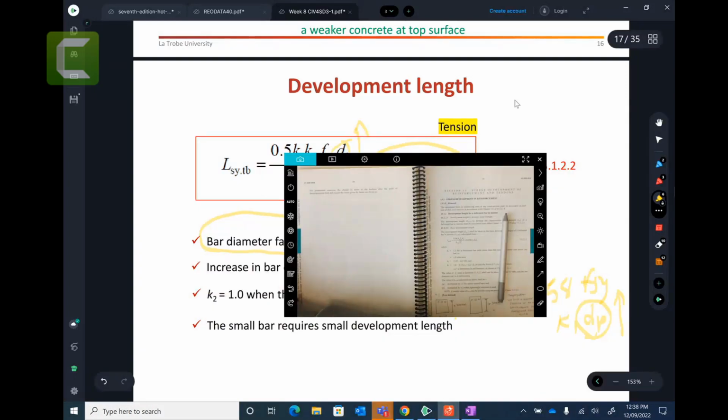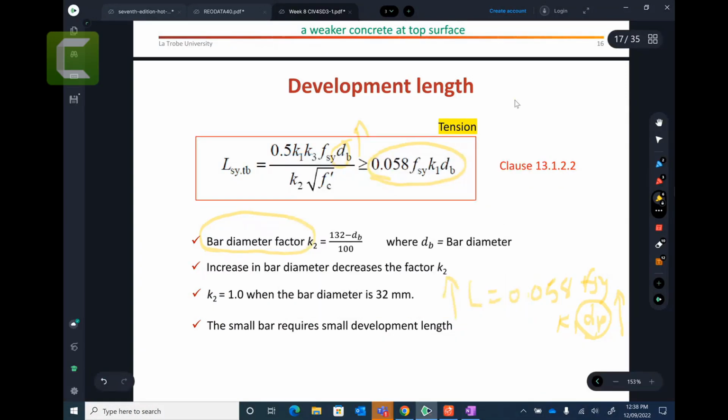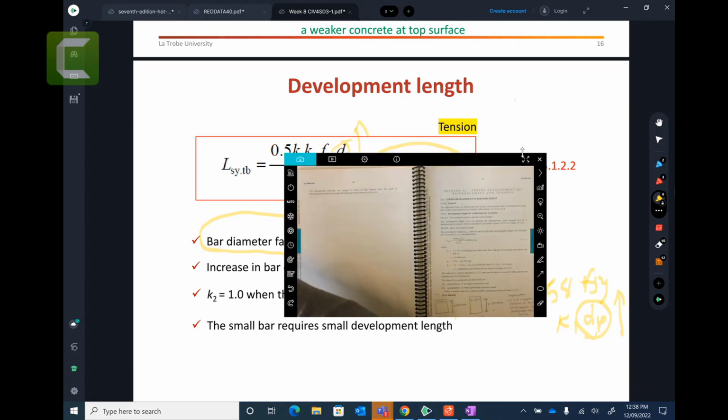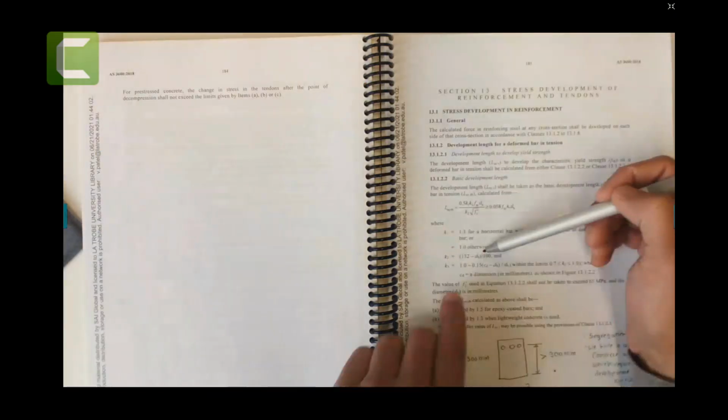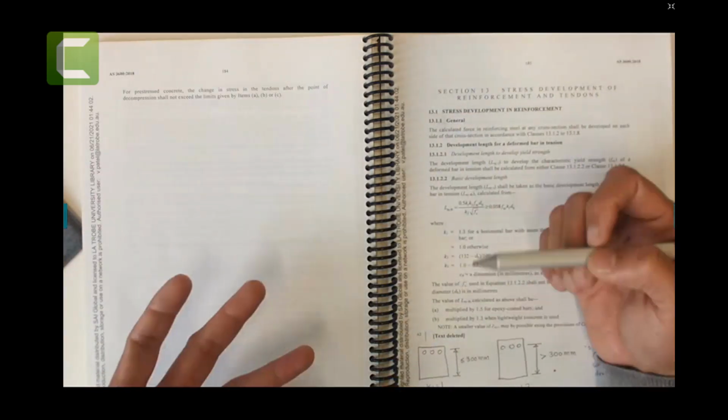All right. So K2, everyone understand that it is a bar diameter factor. In that sense, you have the equation K2 = 132 - dB over 100. It's just sitting here. Simple, very easy to find, and you just plug in the dB value. So the maths is very easy. I'm just also explaining the logic for this case.